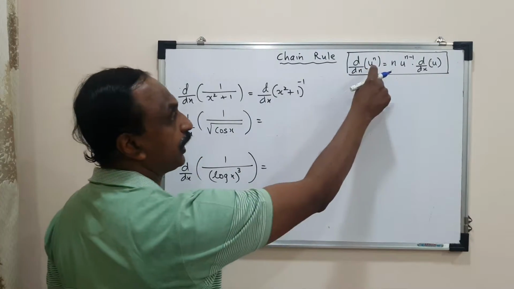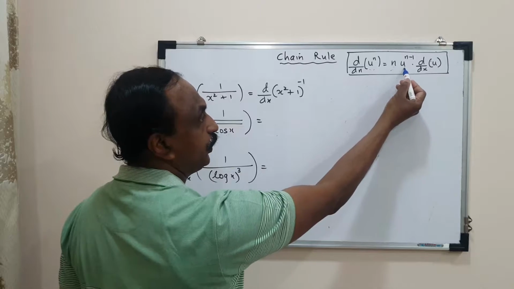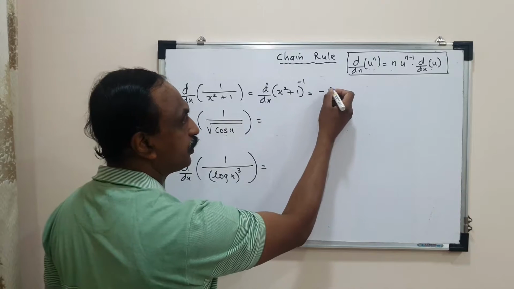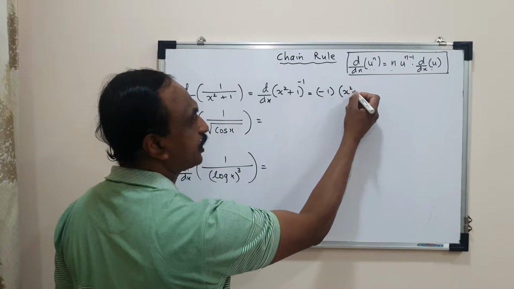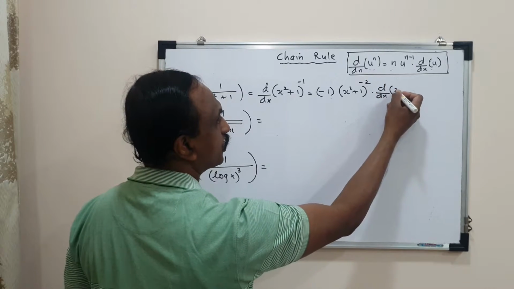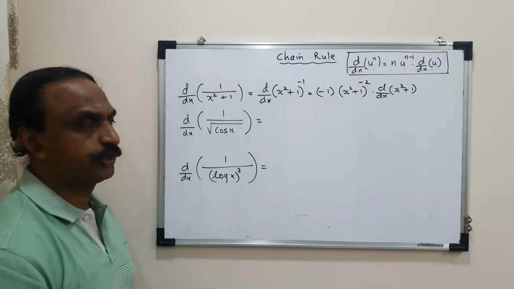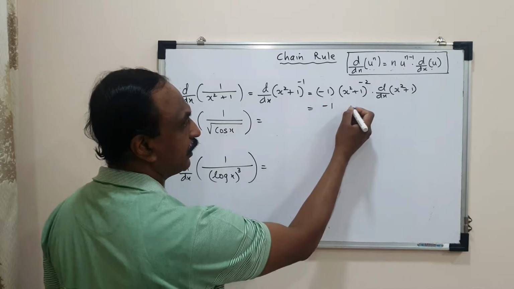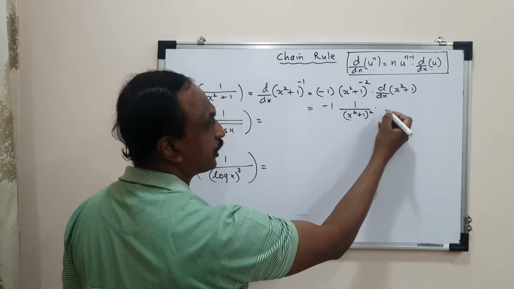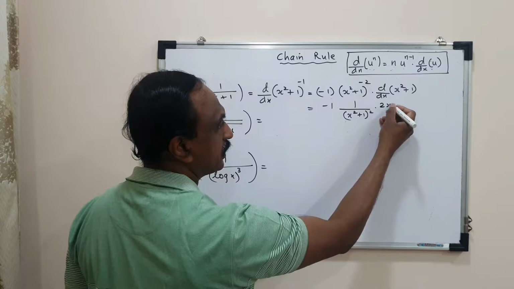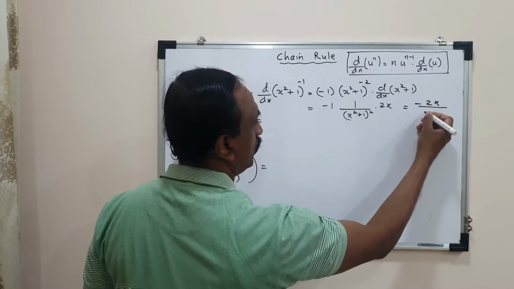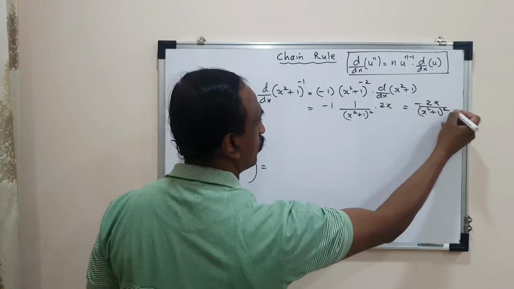What will be the derivative of u raised to minus 1? Minus 1, u raised to minus 2 into derivative of u. So if you apply the formula, minus 1 into (x square plus 1) raised to minus 2 into d by dx of x square plus 1. So my answer will become minus 1 into 1 upon (x square plus 1) the whole square into derivative of x square, which is 2x, and derivative of 1 is 0. So my answer is minus 2x upon (x square plus 1) the whole square.